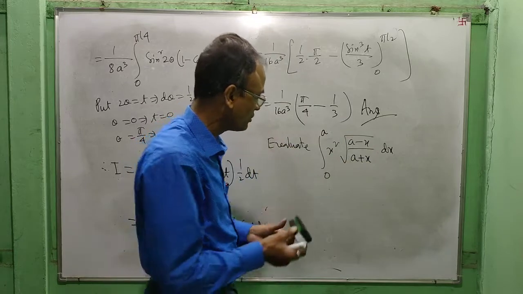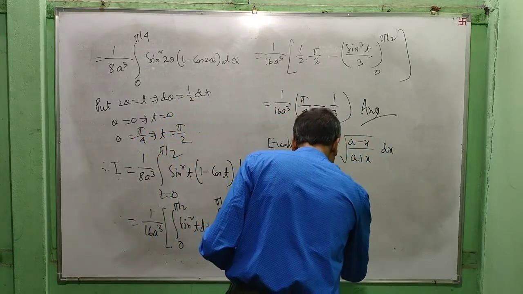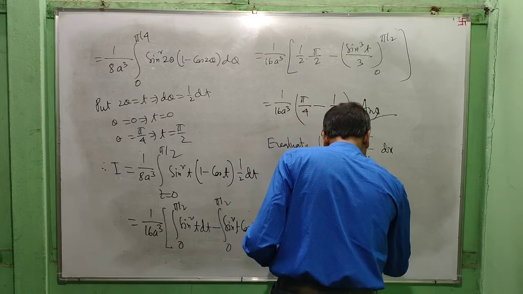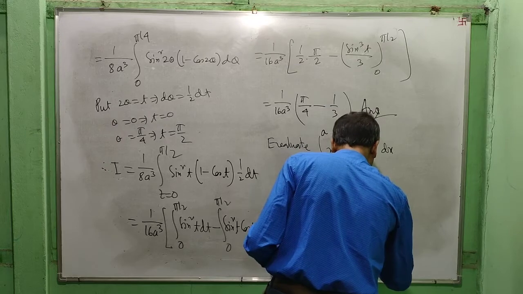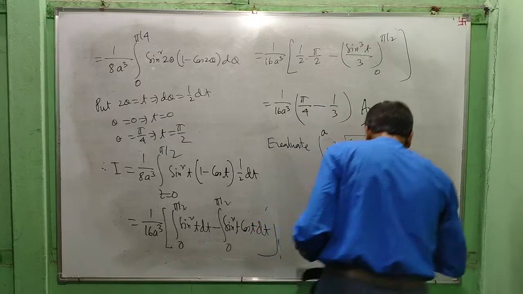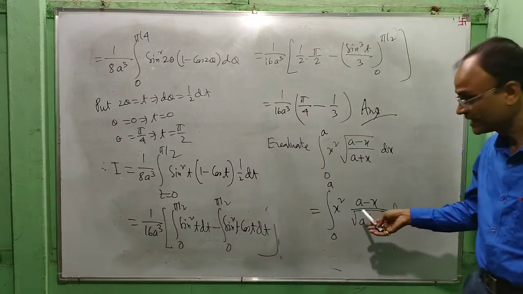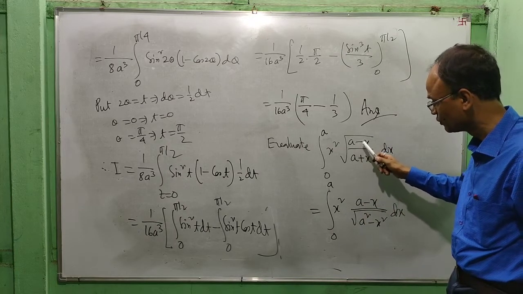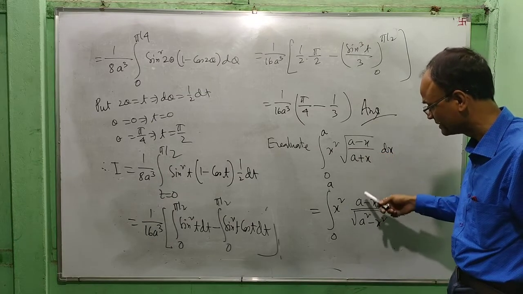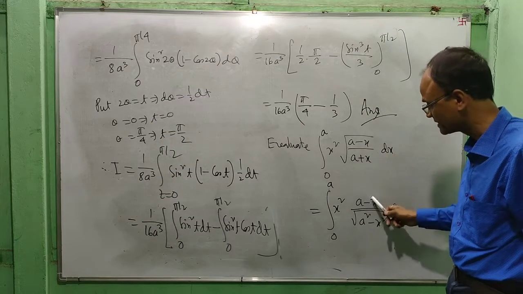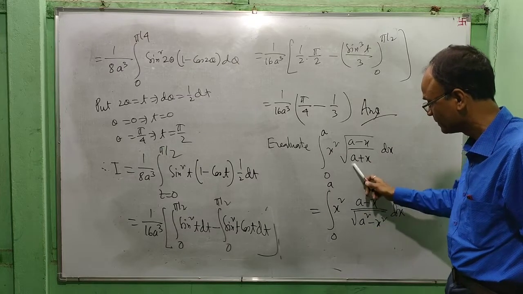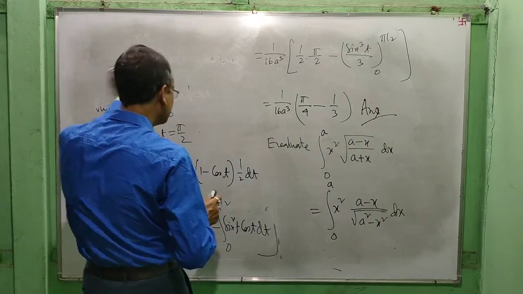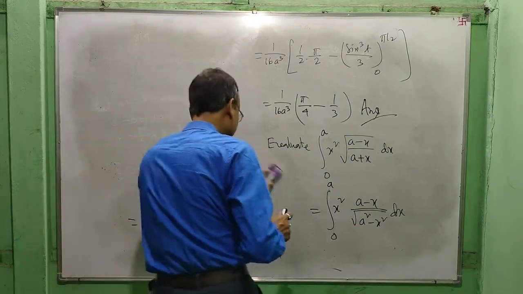Or we may write here like this: integral from 0 to a of x times (a minus x) divided by root over a square minus x square. Can I write like this? Multiply numerator and denominator by root over a minus x. It will be a minus x, since root over a minus x whole square means a minus x, and it will be a plus x into a minus x. It will be this. Now it will be very simple.